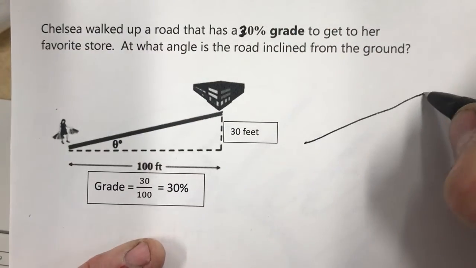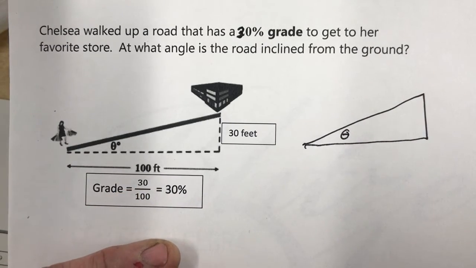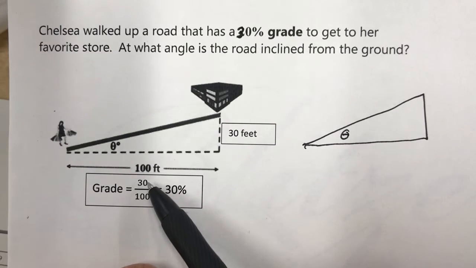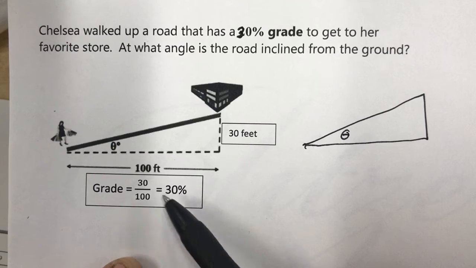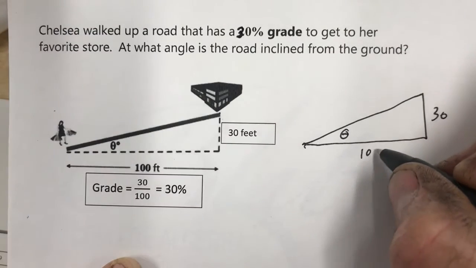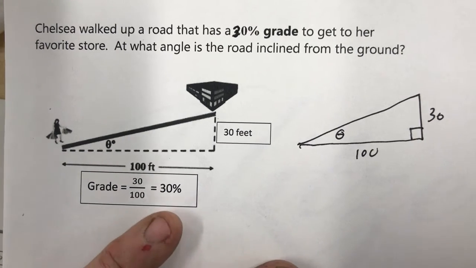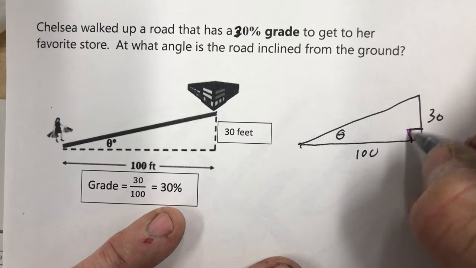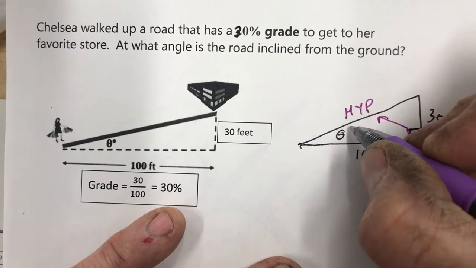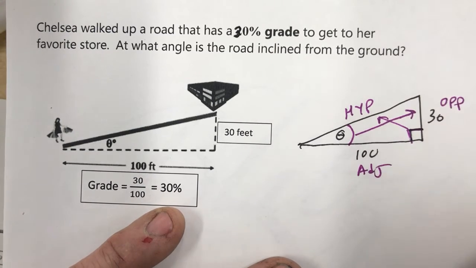So let's just redraw it. Here's my triangle again, and this is theta, the angle we're looking for. Now if it's got a 30% grade, that means it's going up 30 for each 100 it goes over. That's 30%. So this is 30 right here, and this is 100 down at the bottom. And of course, that's a right triangle. Okay, so what's this angle here? All right, so we label our sides. So here's the right angle, which means here's my hypotenuse right here. There's my theta, which means over here is opposite, and this is adjacent.